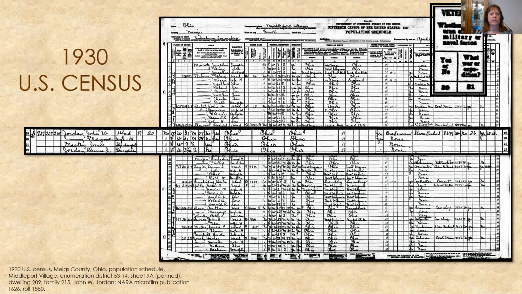In this enumeration of my 2nd great uncle, John W. Jordan, as you can see, he answered yes to the question, and the census taker wrote WW in the column for the name of the war. This would be World War I. There was no Roman numeral 1 added because at the time of the 1930 census, only one World War had actually occurred.